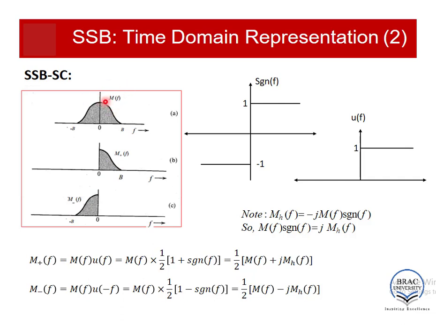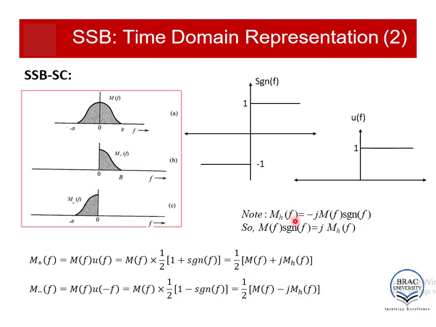As I have already told, sgn f is such a signal that is +1 when the frequency is positive and -1 when the frequency is negative. Another signal we will be using here is the unit step function. We already know what the unit step function is. It is 0 for all negative frequency and 1 for all positive frequency.